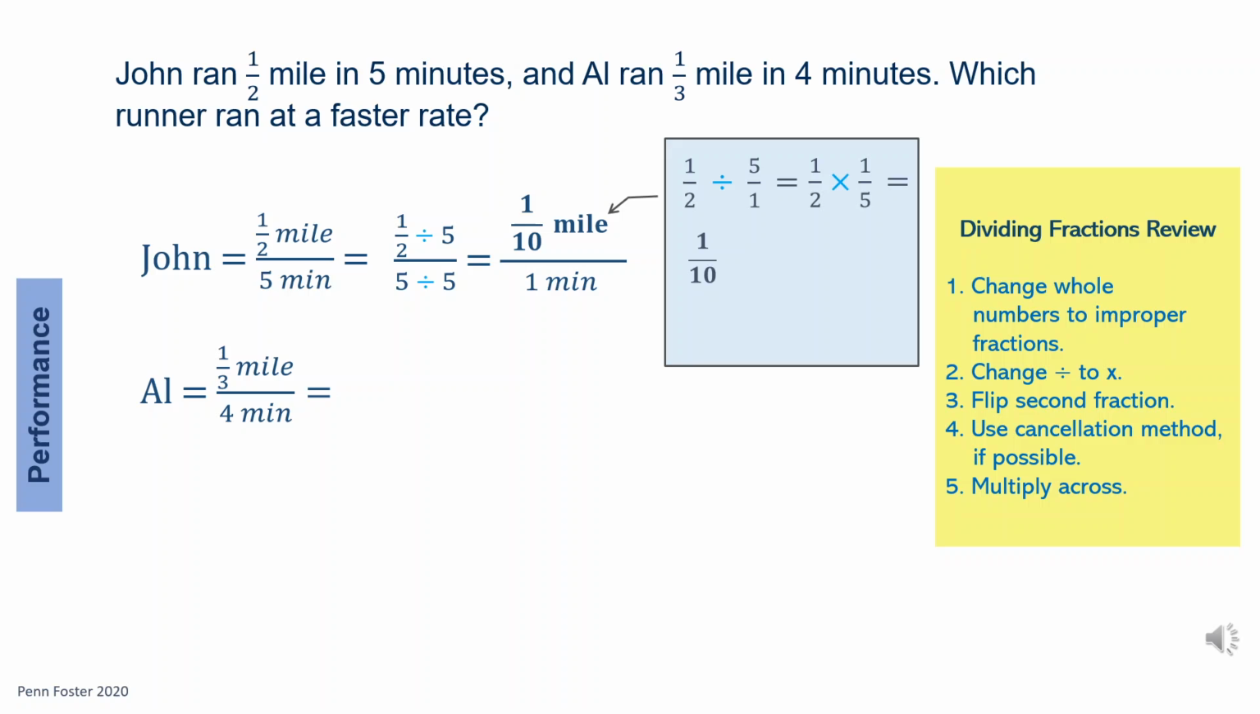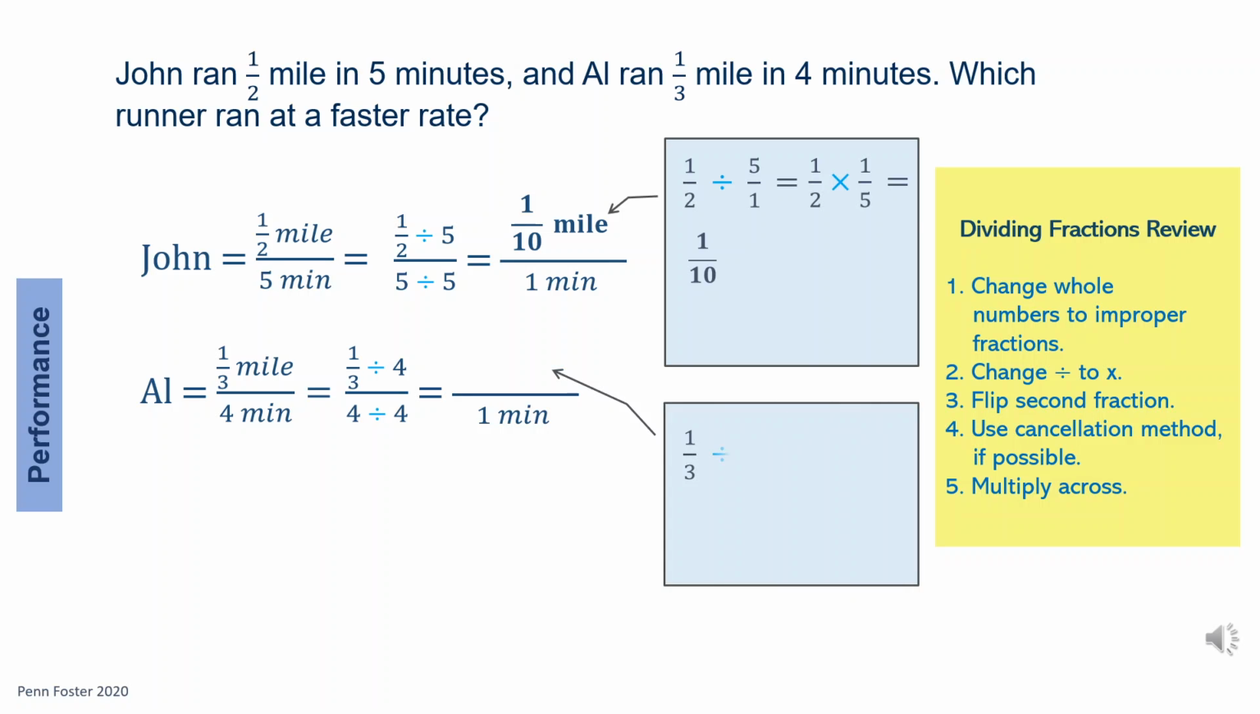Same steps are applied for Al's fraction. Divide by 4. 1 minute is now placed in the denominator. Divide 1/3 by 4. Follow same division rules. Compare the distance each runner was able to run in 1 minute. John is faster.